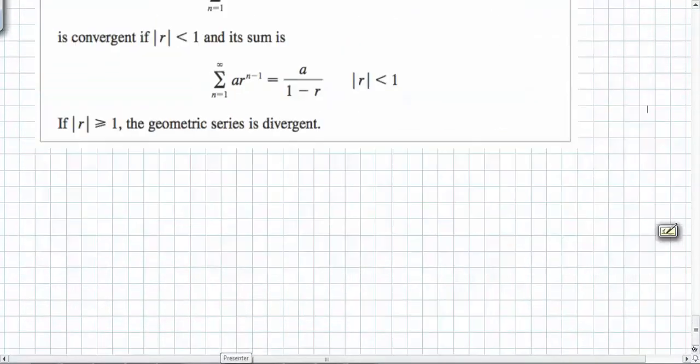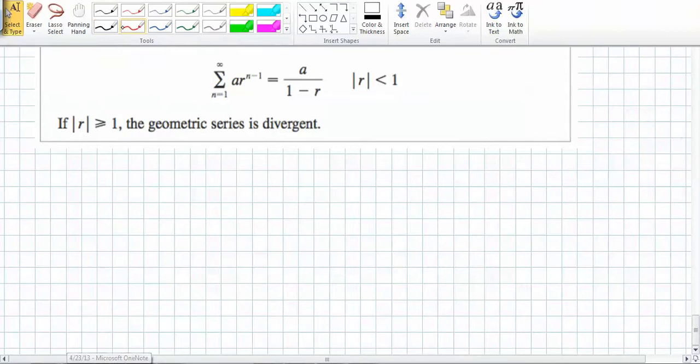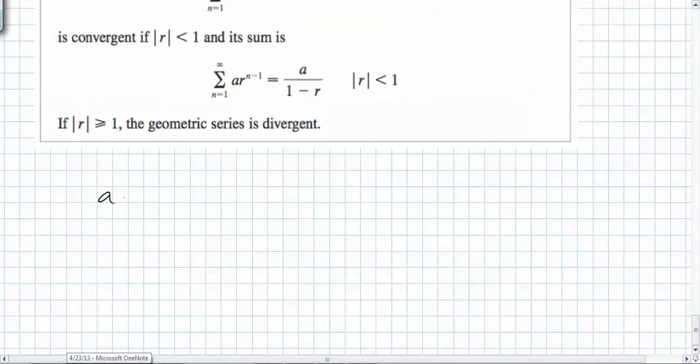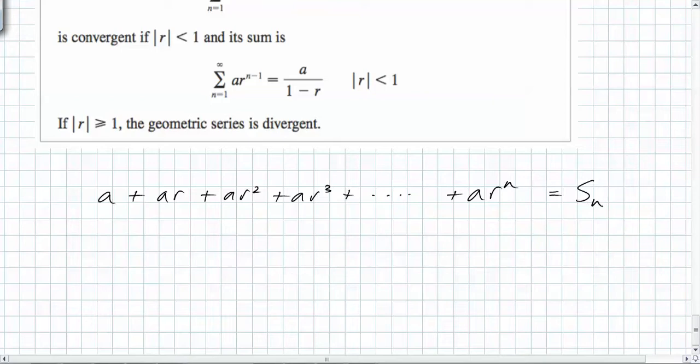Okay, let's see if we can figure it out. And I'm going to give you a little bit. A plus AR plus AR squared plus AR cubed plus ... and what's it going to? AR to the n, right? We're going to add it all together. Do you agree with that? And that's going to be equal to the sum of the first n terms. Do you agree with that? Okay.